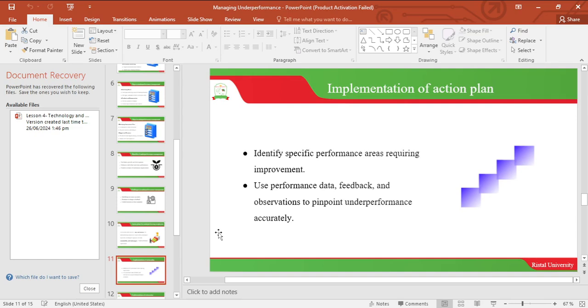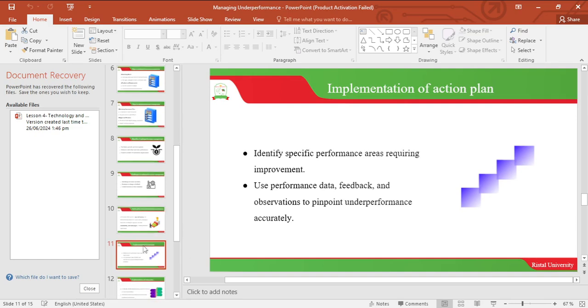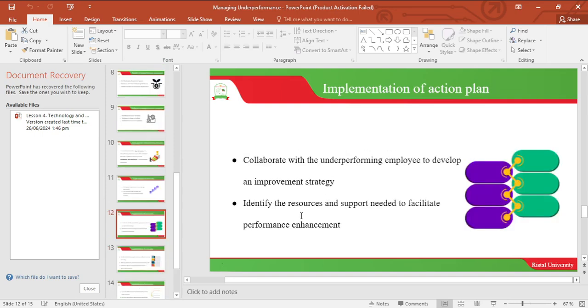Then you can use the data, the feedback from performance appraisal, to identify the areas of weakness. So that's the advantage of having a performance appraisal management system in an organization. It is good to document that you are able to identify the areas where the employees are not doing well and they need your help. So that is the implementation plan to make sure that your employees are performing to your expectations.